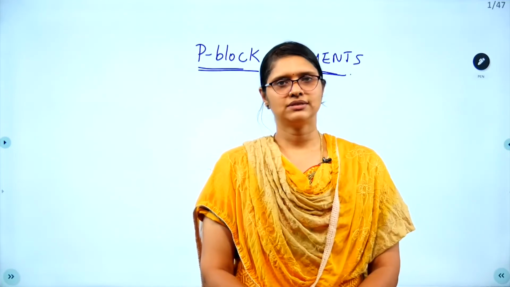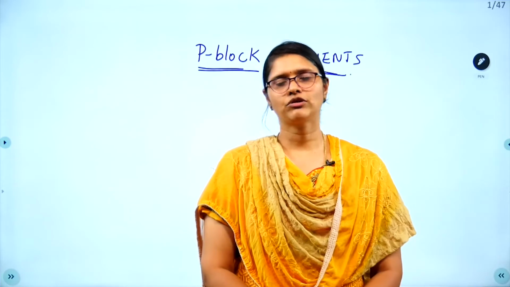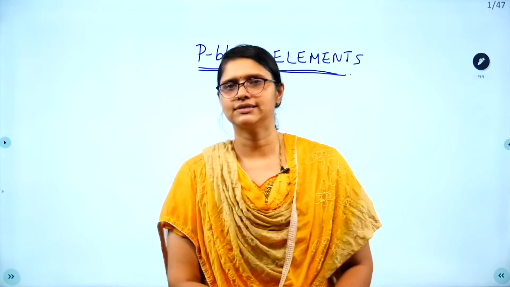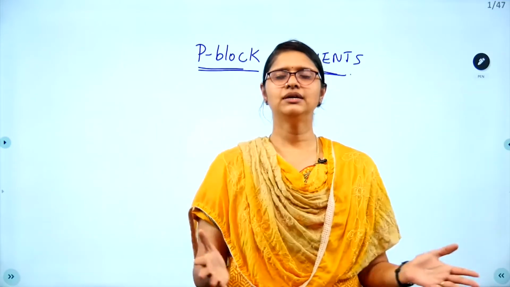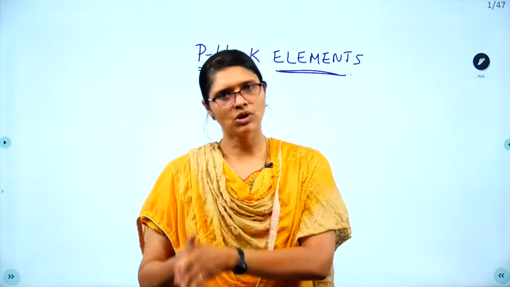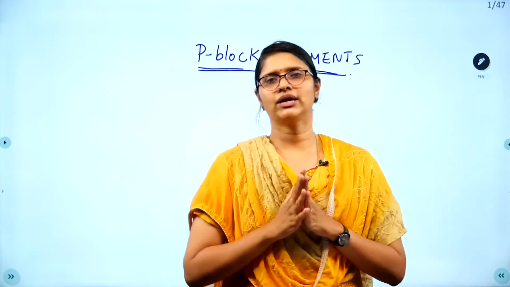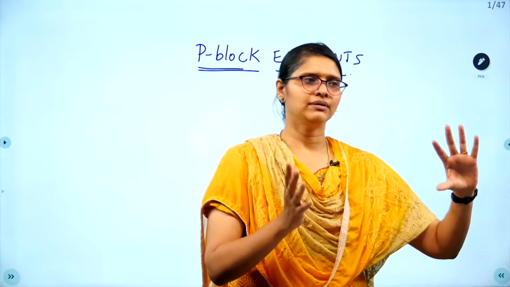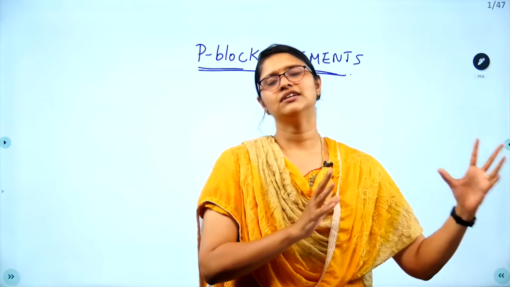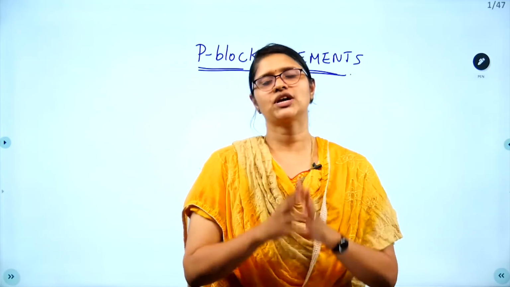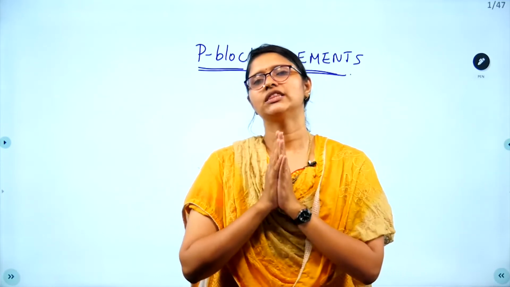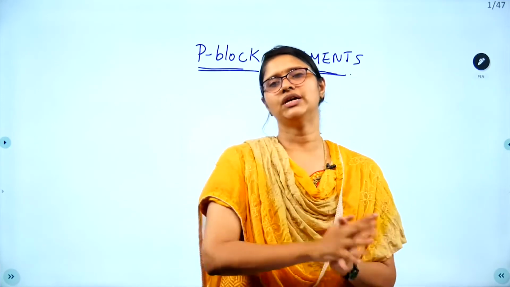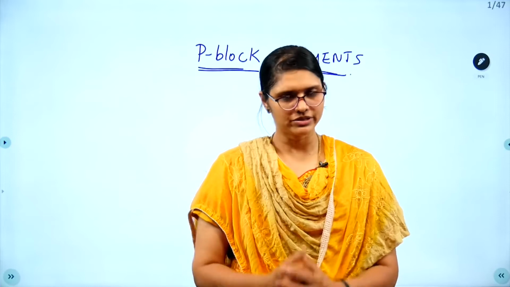So now let us straight away go to the video and see what the properties of p block elements are. So first, where are the p block elements? If you take the entire periodic table, at one end you have s block elements, in the middle you have d block elements and f block elements, and then towards the right side you have the p block elements, which range from group 13 to group 18.